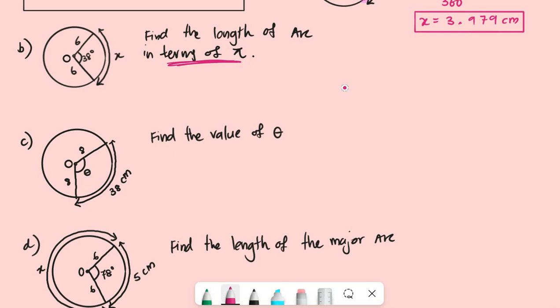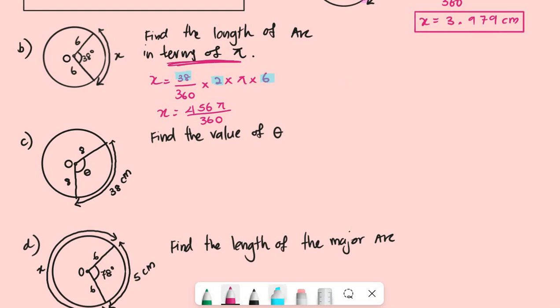So here the length of arc, which is x, equals theta, which is 38 divided by 360, times 2 times pi times r, the radius. So what I will do is just take 38 times 2 times 6 first. So here I will get 456 pi over 360. I never multiply the pi, I'm just taking the numbers.